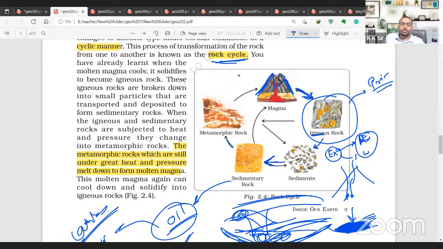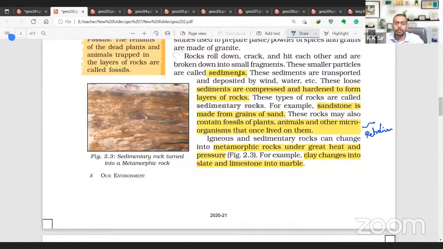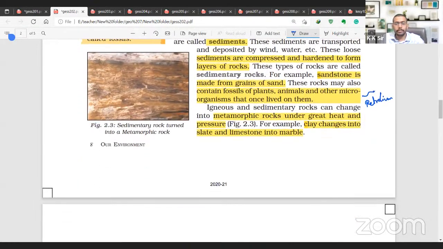Now these sedimentary rocks sometimes change their features. When these sedimentary rocks suffer great heat and pressure, they change into metamorphic. Morphic means forms, meta means different. तो अलग अलग तरीके के फॉर्म्स ले लेता है. Metamorphic rocks are like these marbles, red, yellow, ऐसा ऐसा बहुत सारा खूबसूरत पत्थर बदल जाएगा वो. So sedimentary rocks can change into metamorphic rocks under great heat and pressure. Clay changes into slate and limestone into marble.